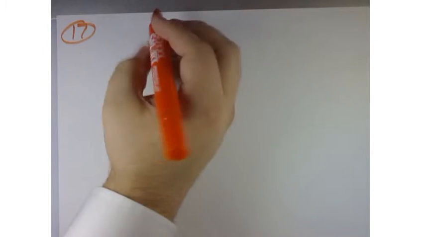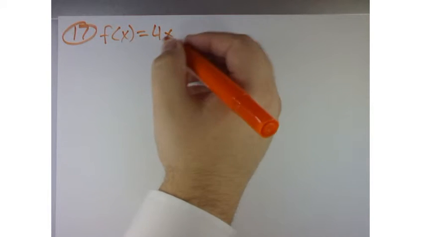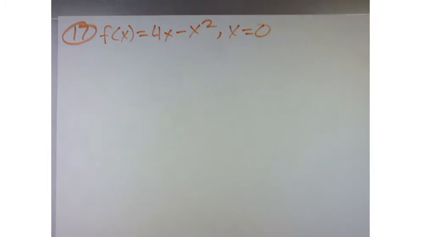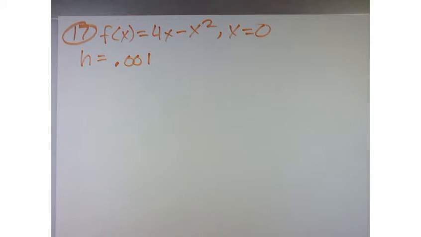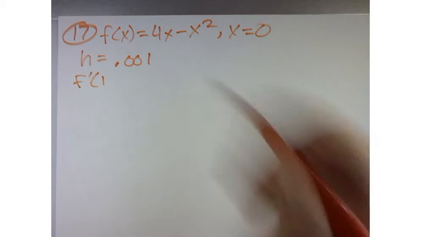17, we're given the function f of x is equal to 4x minus x squared, and they want us to evaluate it at x equals 0. Now it says find the numerical derivative of the given indicated point. Use h equals 0.001. Alright, so they want us to find f prime. Right? So what we really want to do is find f prime of 0.